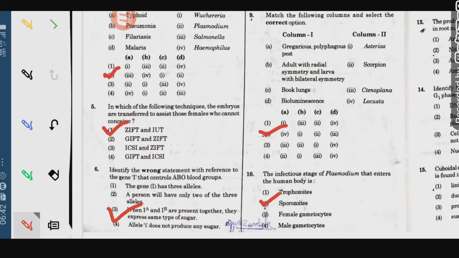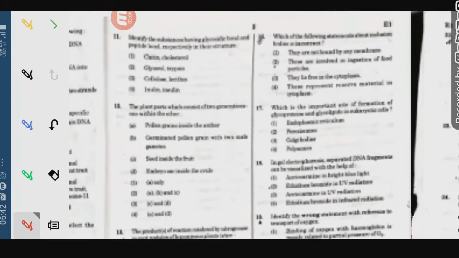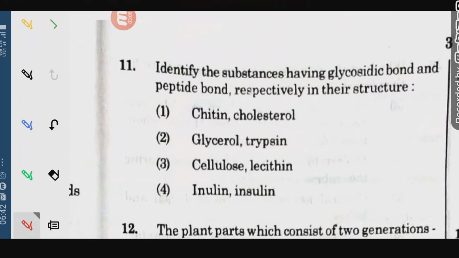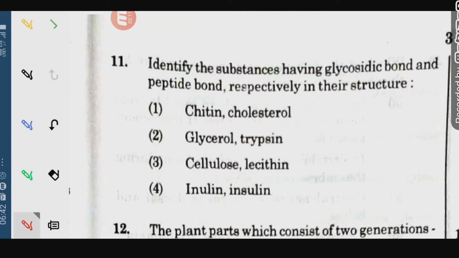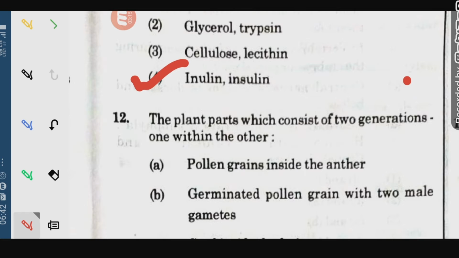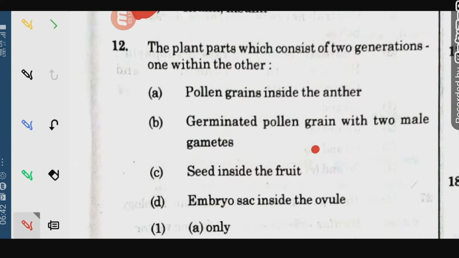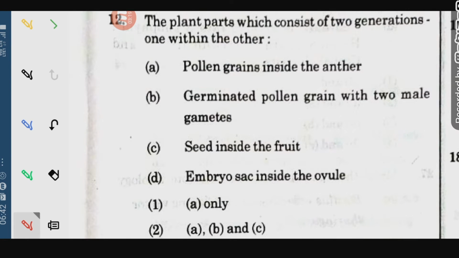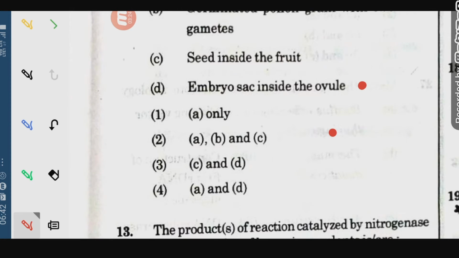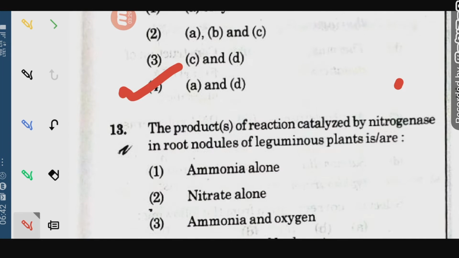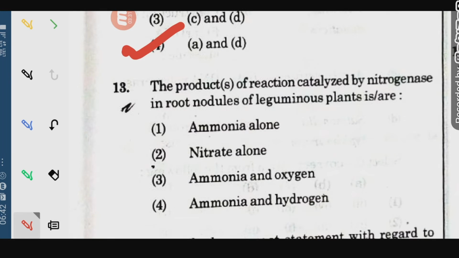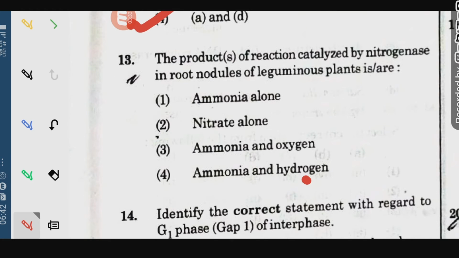All right, let's move on to question number 11. Identify the substance having glycosidic bond and peptide bond respectively in their structure. It would be this answer. The plant parts which consist of two generations, one within the other. First of all, this one, then this one. So A and D. So which option contains A and D? Option 4. Then the products of the reaction catalyzed by nitrogenase in the root nodules of leguminous plants. The correct answer would be ammonia and hydrogen.